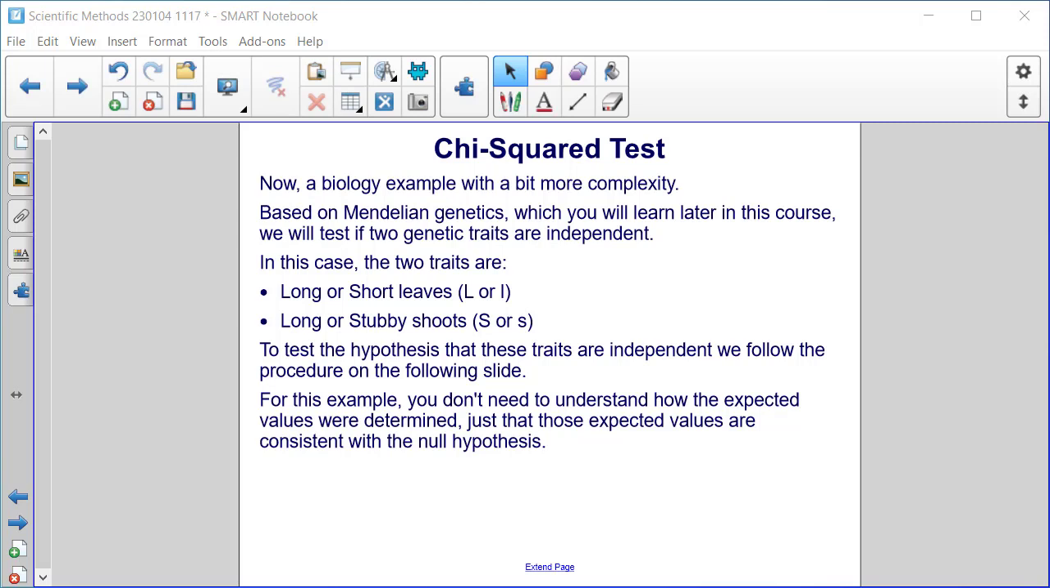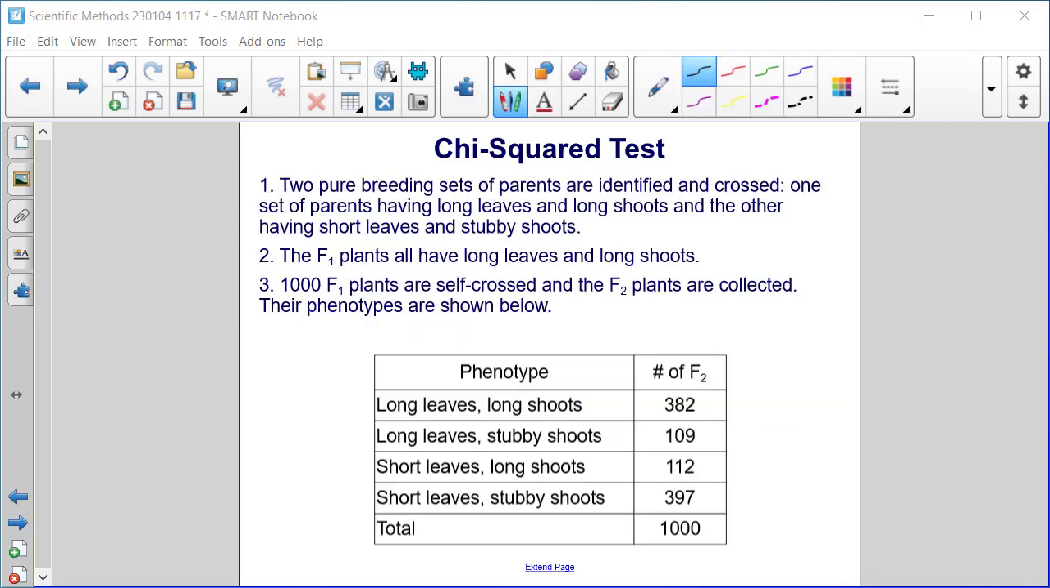For this example, you don't need to understand how the expected values were determined, just that those expected values are consistent with the null hypothesis. Here's how the experiment is carried out. First, two pure breeding sets of parents are identified and crossed. One set of parents having long leaves and long shoots, and the other having short leaves and stubby shoots.